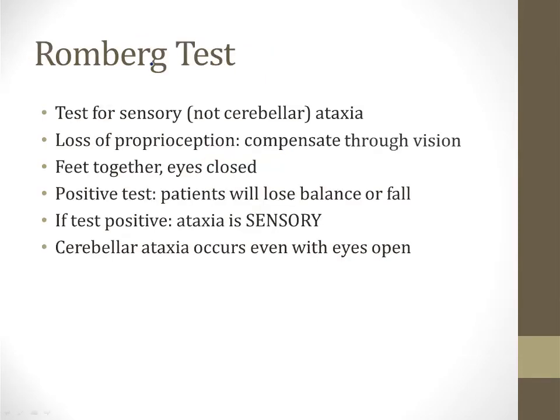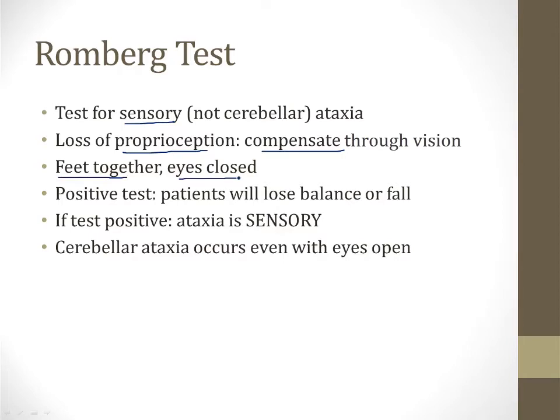The Romberg test is a test that can be performed clinically when a patient has ataxia or loss of balance. It's a test to determine whether the ataxia is sensory. It's not a test for cerebellar ataxia. What happens is when you lose proprioceptive information coming up from the spine, patients often compensate through vision. So in other words, they can't feel where their feet are in space, but they look at their feet and therefore they're able to maintain their balance. To do the Romberg test, you ask patients to put their feet together and close their eyes.